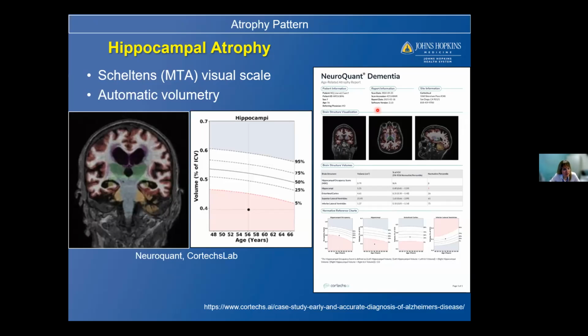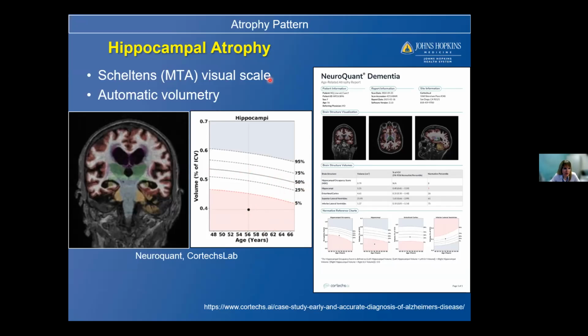In recent years, with the advent of automatic brain volumetric software, such as the NeuroQuant that we use here at this institution, the quantitative assessment of hippocampal and other structures' atrophy is much easier now. NeuroQuant compares the MRI of a patient's brain to a database of healthy people of the same age, sex, and skull size. So, for example, here, this person's hippocampus normalized to the brain volume is below the 5th percentile as compared to the age-matched normal. So it's much lower here as compared to normal people.